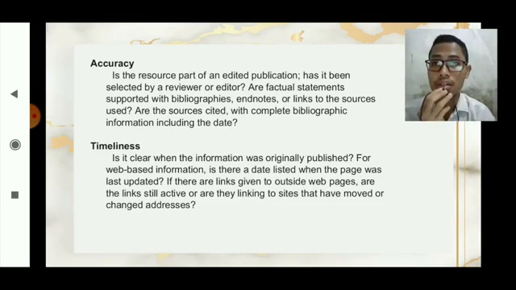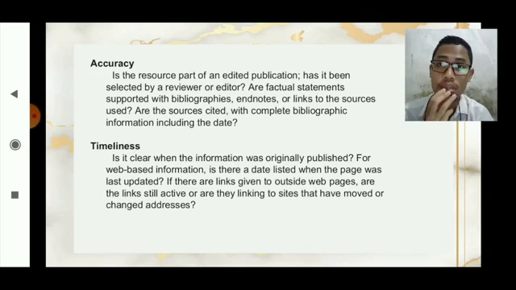Is the research part of a publication that has been selected by a reviewer or editor? Is every factual statement supported with bibliographies and notes or links to the resources? Does the source site give complete bibliographic information, including the date? Is it timely? It is clear when the information was originally published.